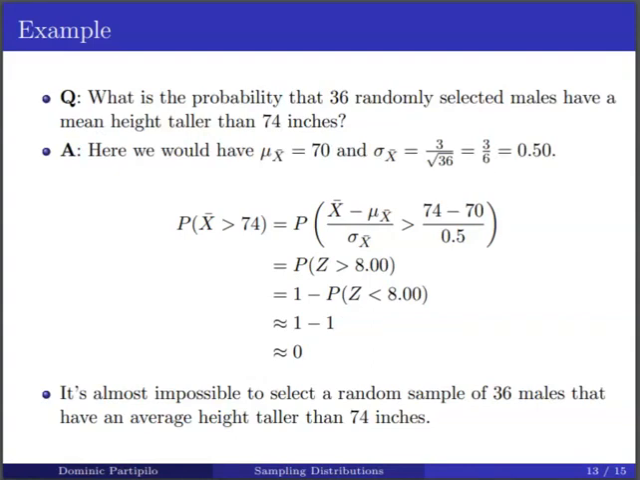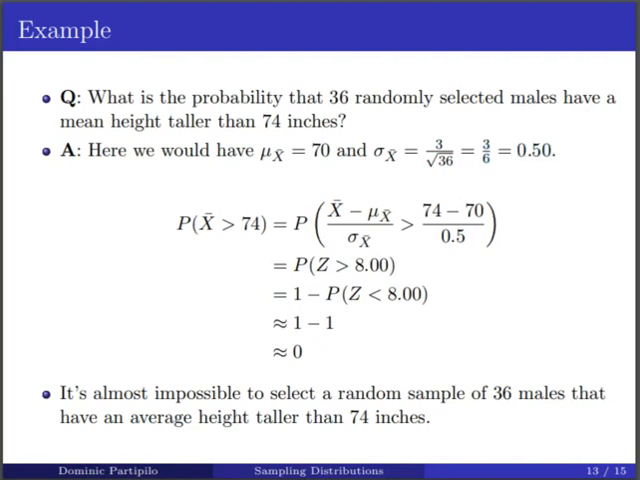So now what's the probability that 36 randomly selected males have a mean height taller than 74 inches? So again, we're going to do the same thing. We already know what the mean is because the mean of X was 70. And then the standard deviation of X bar now is going to change because our sample size changed. So this is going to be 3 over the square root of 36. So now our standard deviation is going to be 0.5.